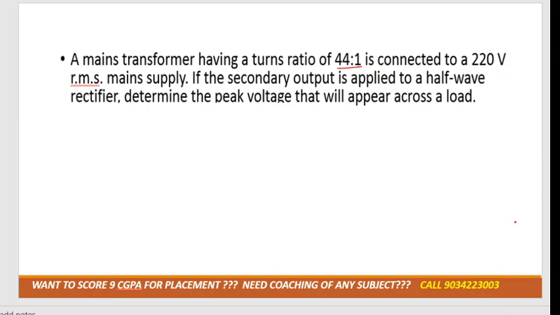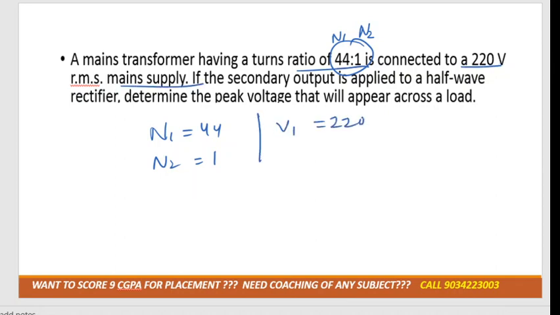See, in this question what they have said, there is a main transformer having a turn ratio. Turn ratio means this one is n1 and this one is n2, right? So now we know the value of n1 is 44 and n2 is 1, connected to a 220 main supply, meaning v1 is given, that is 220 volt.